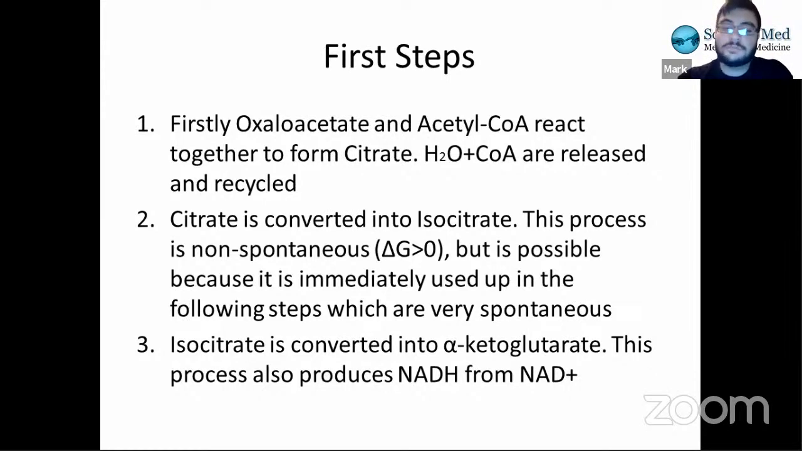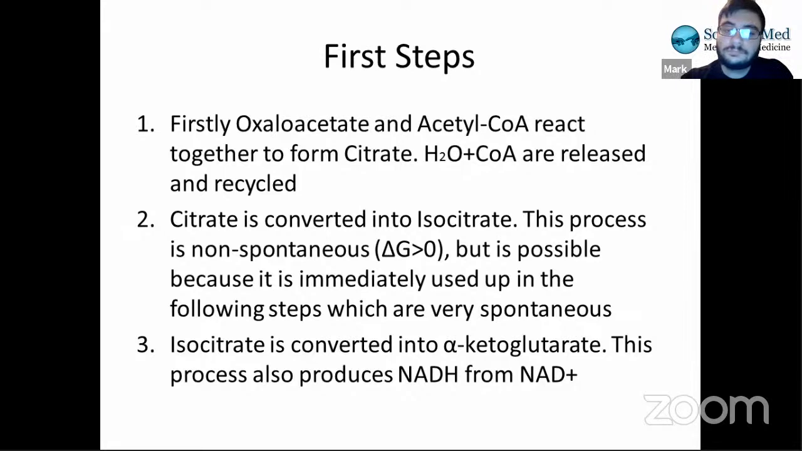So that kind of pushes it forward. And that's why this step happens. That's the only thing really special about this step that you should know. Next, isocitrate is converted to alpha ketoglutarate. This is the first energy producing step, and it produces NADH from NAD+.